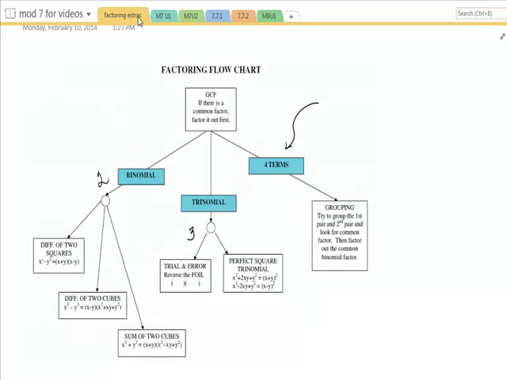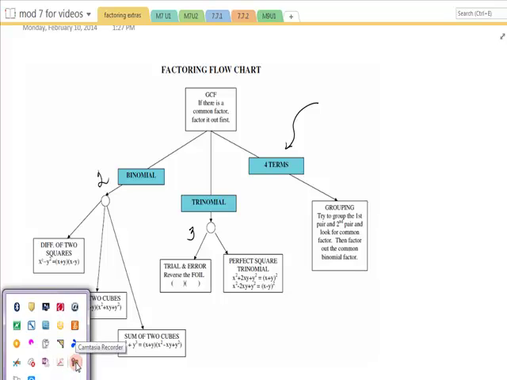If I went back one more time and took a look at this, greatest common factor is always first. If there are 4 terms, you go to grouping. The next few lessons will cover all of these. Okay? Do your homework.